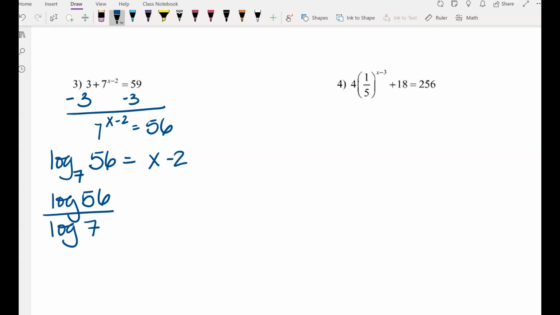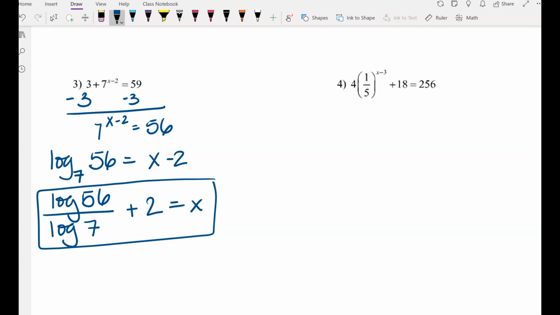Then we're going to move the 2 over to the left by adding 2 to both sides. So this would be your exact form. Now technically, I can simplify this a little bit more in exact. So log of 56, y'all, is really, well, 56 is 8 times 7, right? So 8 times 7, like that. Then we have the denominator being log of 7. And then I'm just going to copy everything else down.